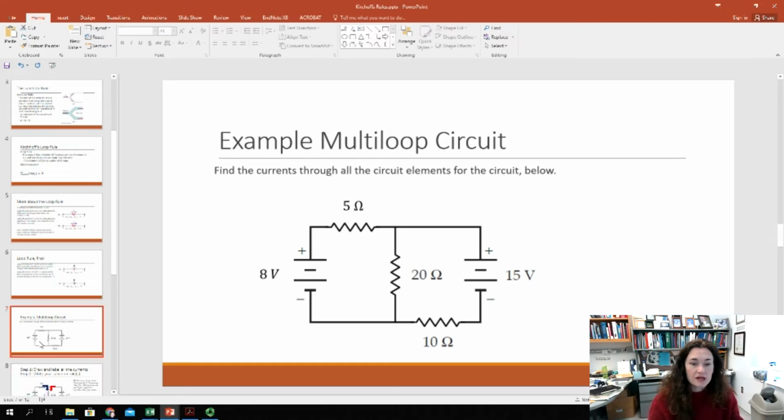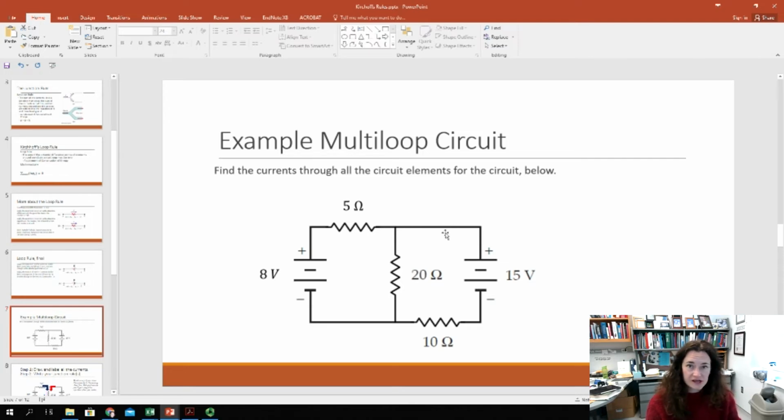So here on the left there's an 8-volt battery. The positive terminal is facing up on the screen. There's a 5 ohm resistor and then a 20 ohm resistor in this middle wire of the circuit. On the bottom right, there's a 10 ohm resistor. And then on the far right, there's a 15-volt battery that points upwards on the screen. So we're going to apply our Kirchhoff's loop rules.